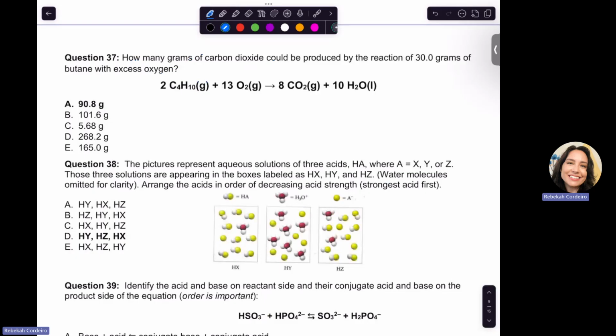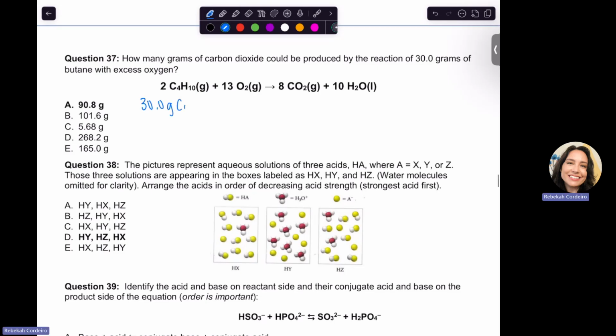How many grams of carbon dioxide can you produce? If we're starting with 30 grams of butane, which is C4H10, we need to first use the molar mass of butane. So 4 times 12.01 plus 10 times 1.008, and we get 58.12 grams per mole of butane.